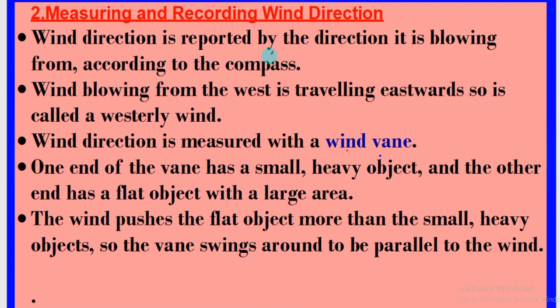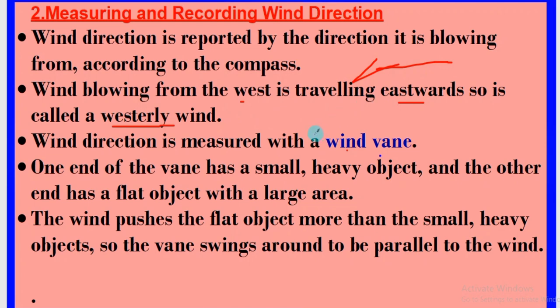Measuring and recording wind direction. Wind direction is reported by the direction it is blowing from according to the compass. For example, if wind blows from west toward east, it is called westerlies or westerly winds. And also, if wind blows from east to west, it is called easterly winds.